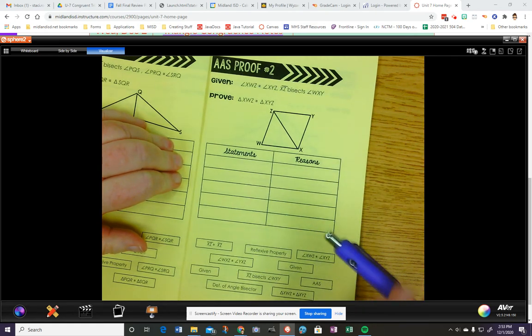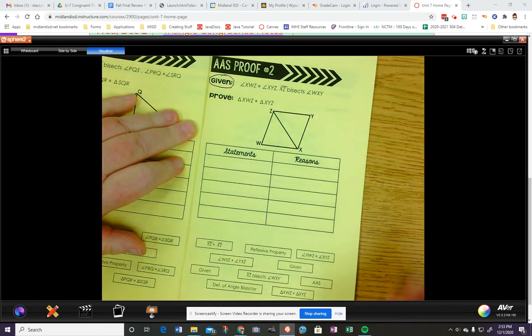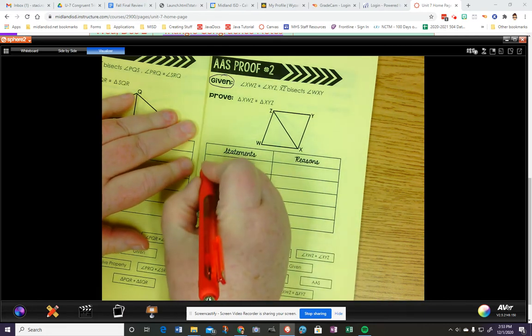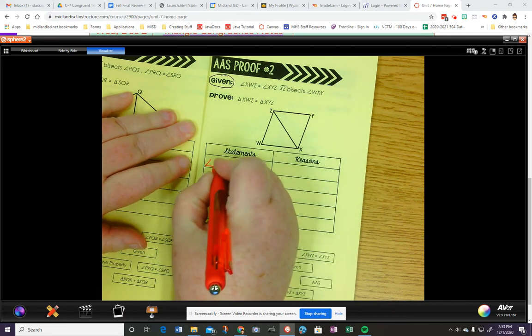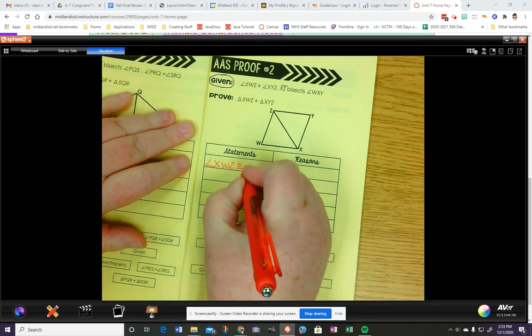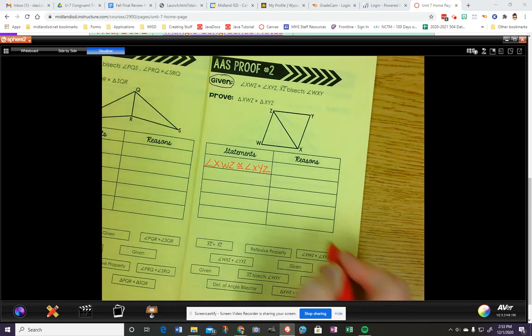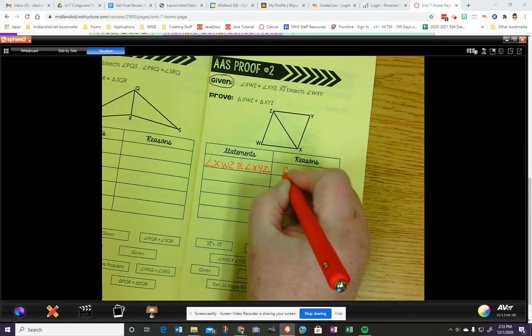So what do we write down first? We write down our given. What's given to us? Angle XWZ is congruent to angle XYZ. And how do we know that? Because it is given.